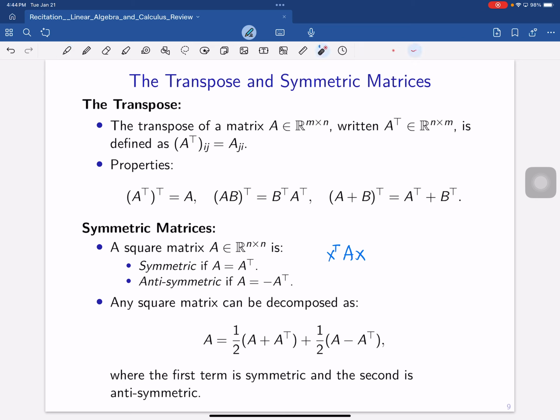And a matrix is anti-symmetric if A equals minus A transpose. That's just a definition. And then you can very easily verify that any square matrix can be decomposed as a symmetric matrix and an anti-symmetric matrix, right? This part is clearly a symmetric matrix, and then you can take the transpose of this part and quickly show it is an anti-symmetric matrix. Okay. So far, so good. Right.